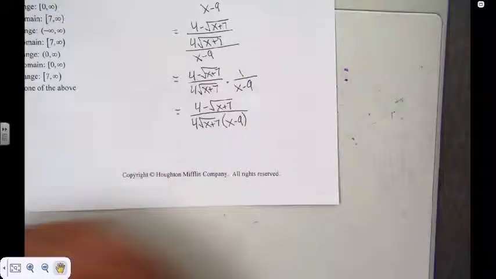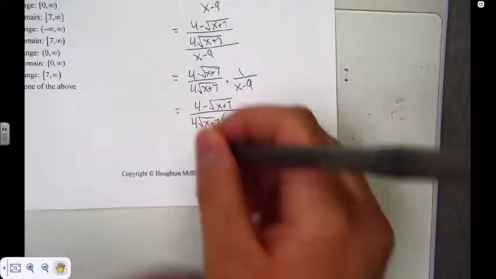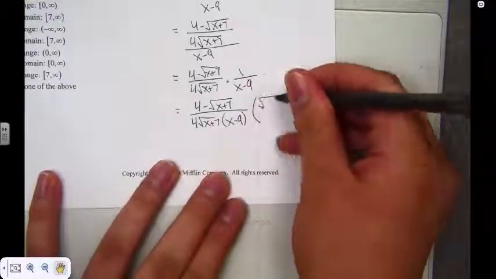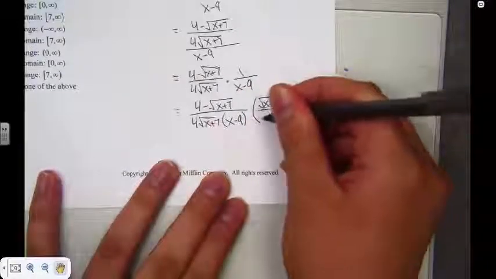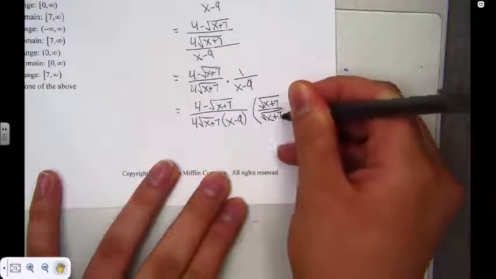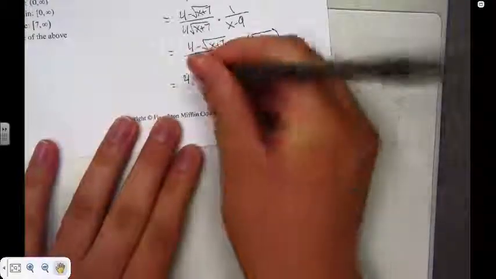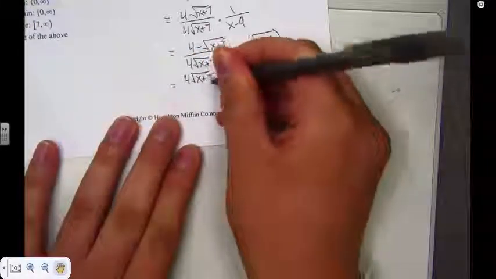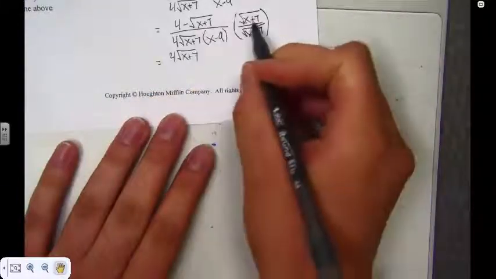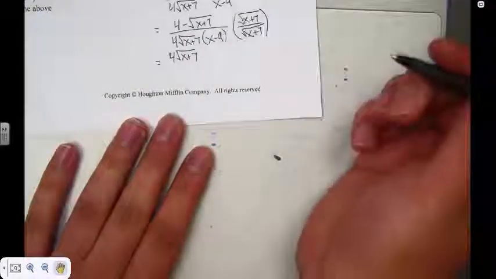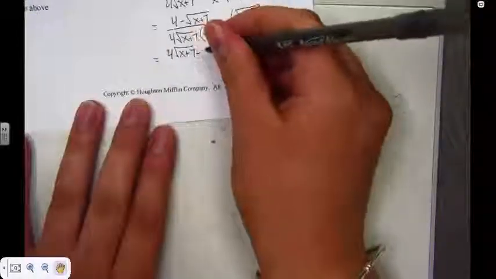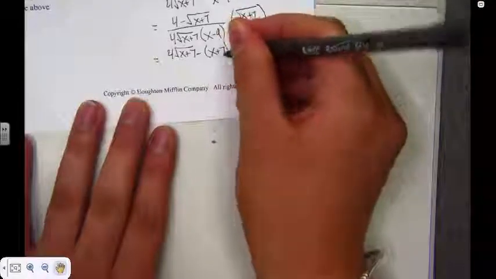And you can do that by just multiplying both top and bottom by square root of x plus 7 over square root of x plus 7. So you have 4 times the square root of x plus 7, and then negative square root of x plus 7 times square root of x plus 7. And when you multiply two square roots by each other with the same inside, you just get the inside. So you'd have minus x plus 7.